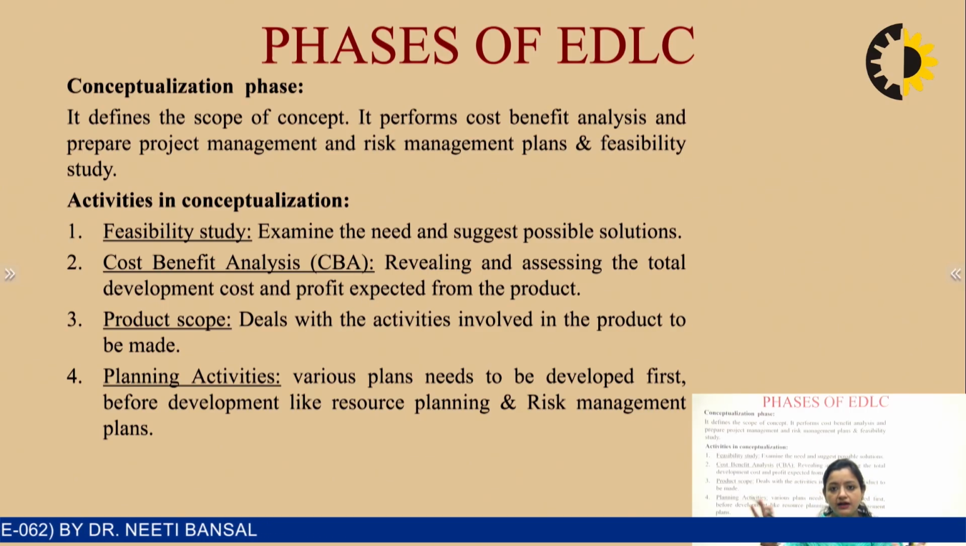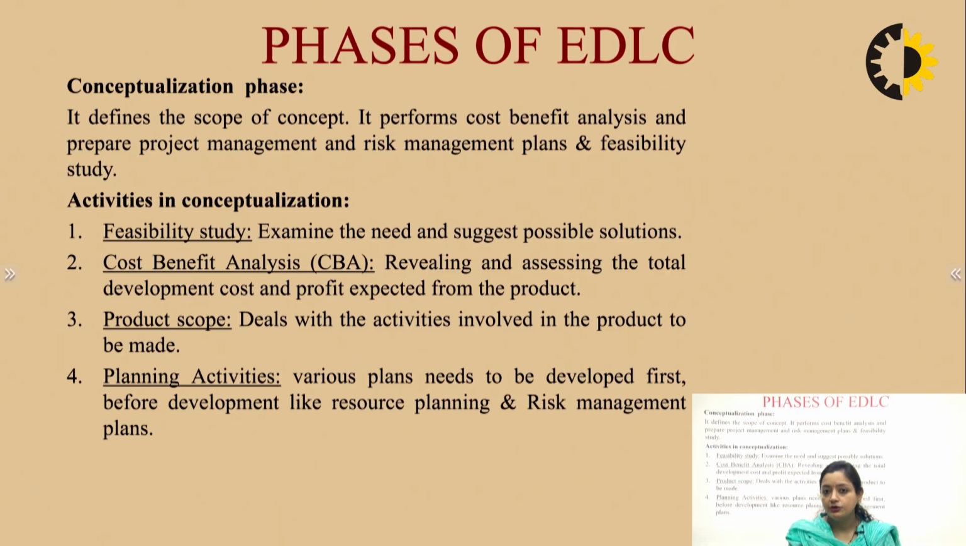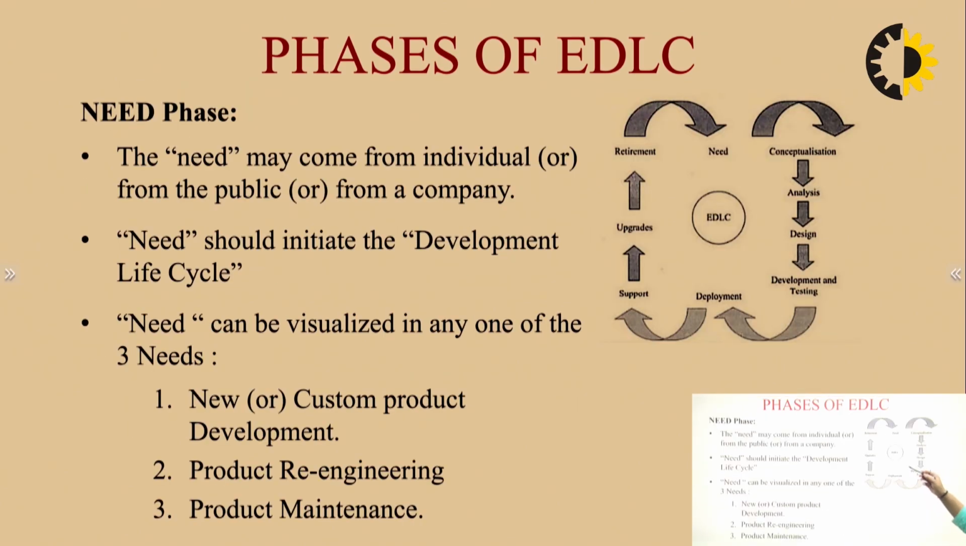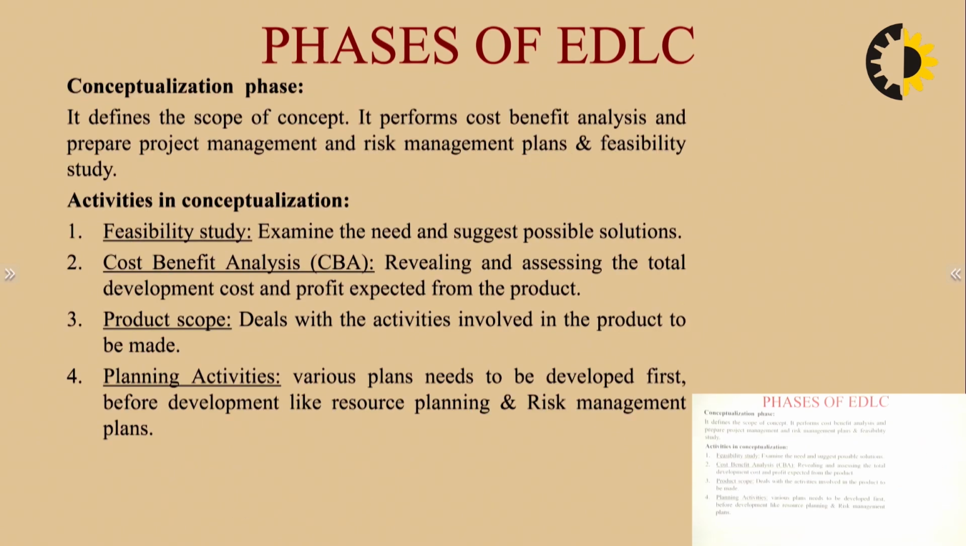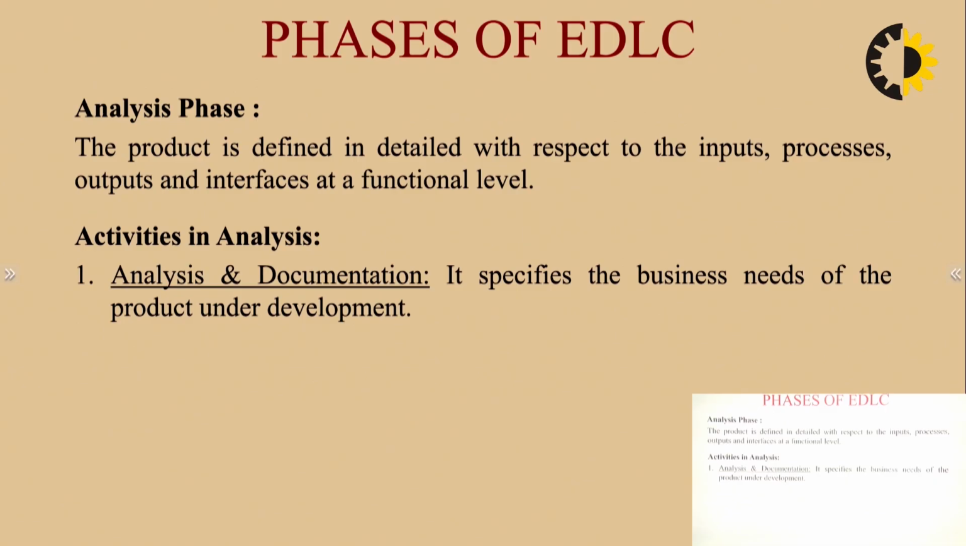That is, we are building the scope of the project, including cost benefit analysis, including the strategies for risk management, including all the other aspects which are related to your product. Then moving on, let us look at the diagram once again. After need, we move to conceptualization, and then after conceptualization we move to analysis. Now analysis, finally the product is defined in detail with respect to inputs, processes, outputs and interfaces at a functional level.